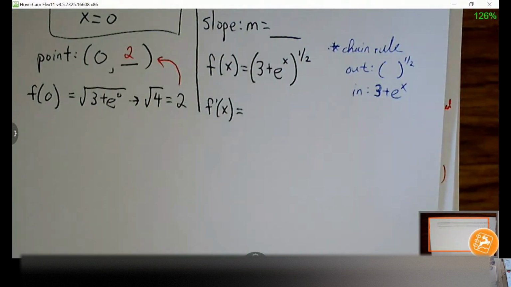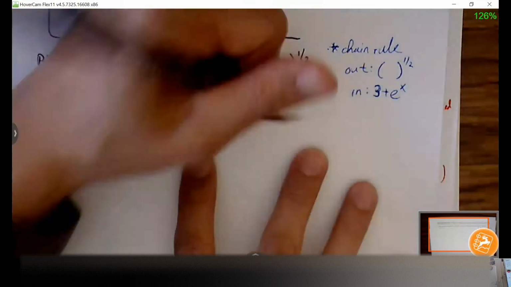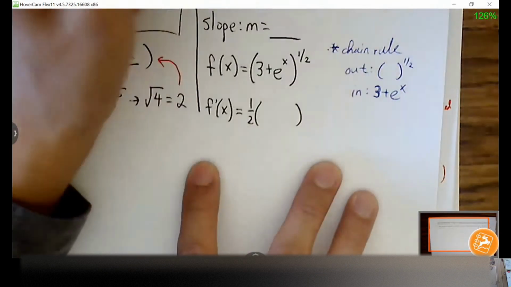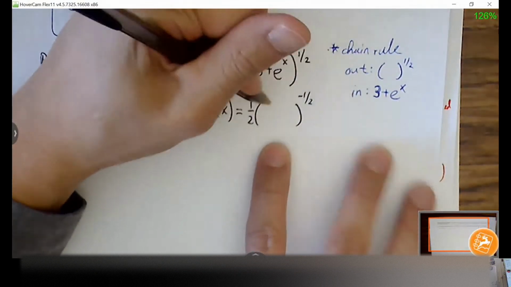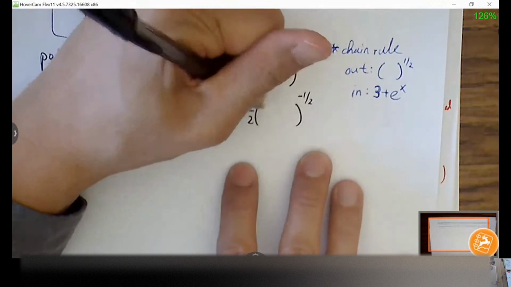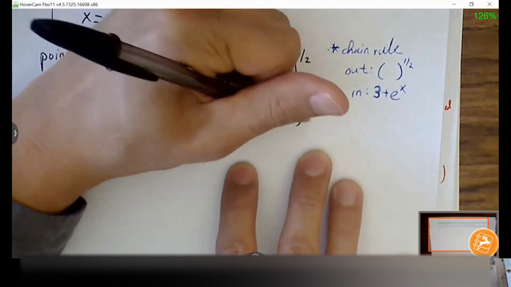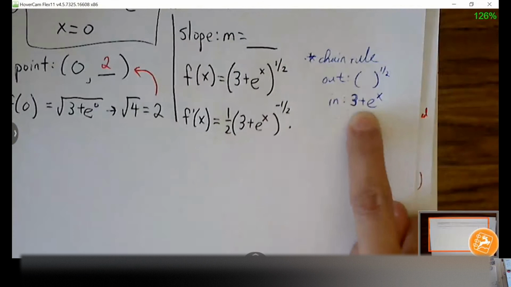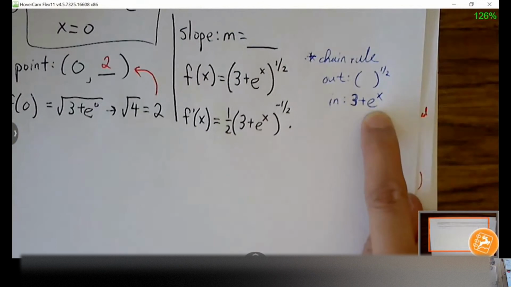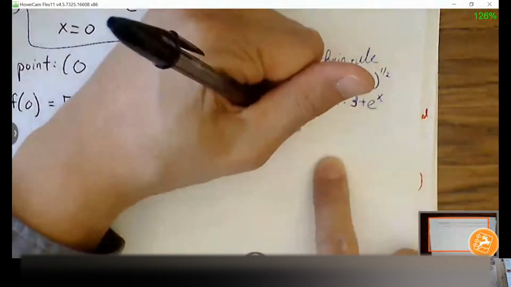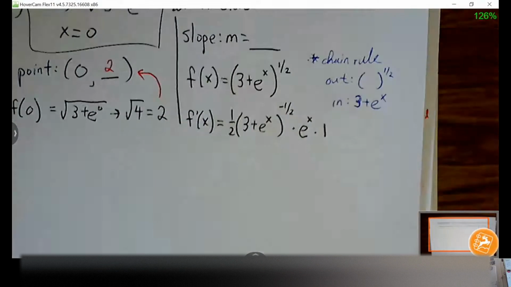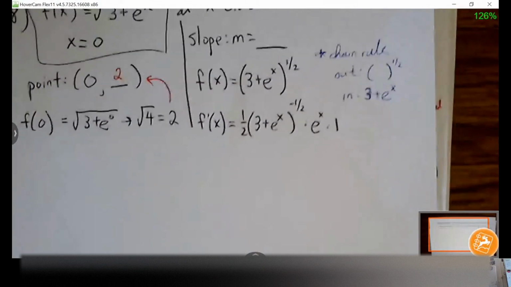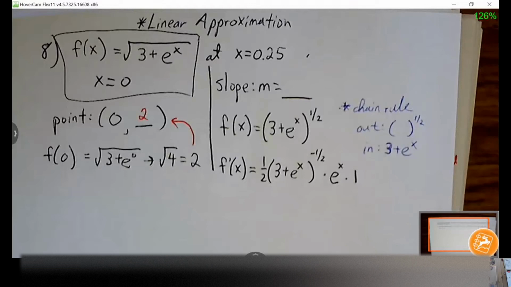Okay, Nolan, what you got? I got 1/2 times (3 plus e to the x) to the negative 1/2. Okay, the first part you got right. Now we got to worry about the inside portion. 3 goes to 0, but what's the derivative of e to the x? Oh, e to the x times 1. There we go. Yeah. So basically just e to the x, right? But technically, if you want to do that times 1, you can think of it as e to the u times u prime. Yeah. So now we have our derivative.